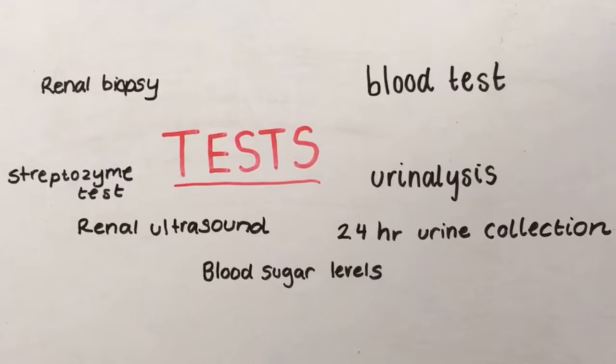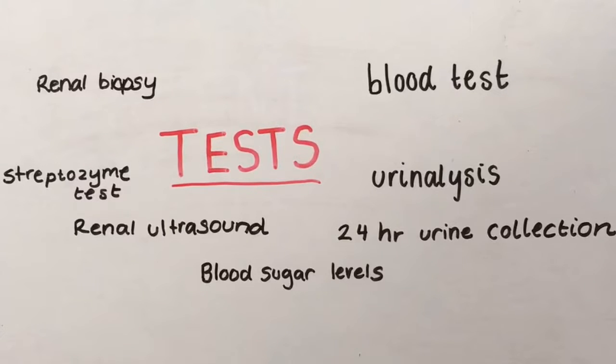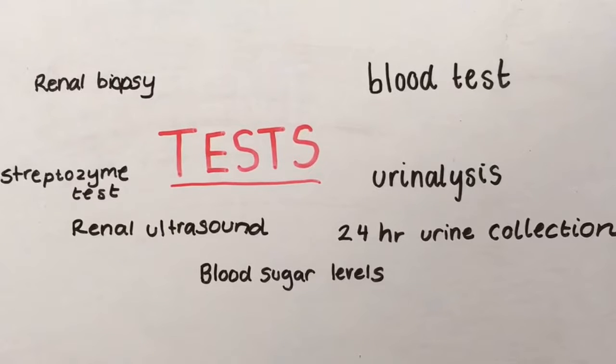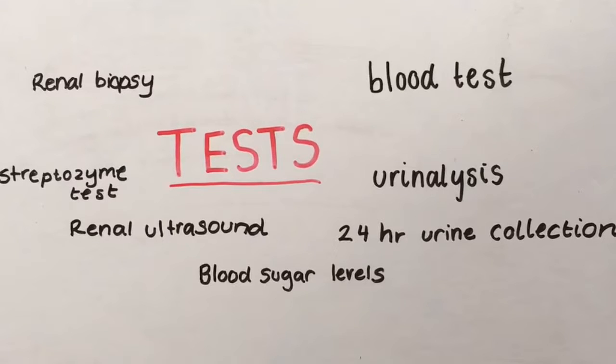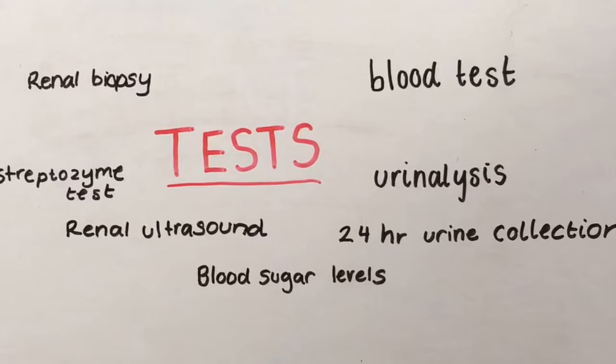A 24-hour urine collection may also be used to measure proteinuria. Blood sugar levels should be checked and monitored, as blood glucose levels may be high as the kidneys are unable to filter excess sugars out of the bloodstream. Renal ultrasound. A scan of the kidneys to give information on the size and appearance and any possible blockages. A streptozyme test and cultures of the throat and skin to show evidence of the Streptococcus bacterium.